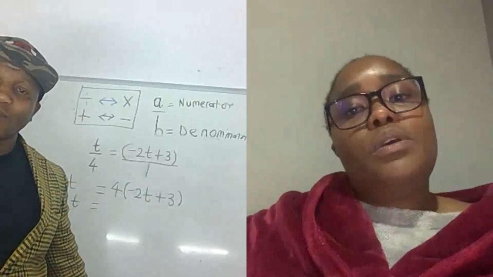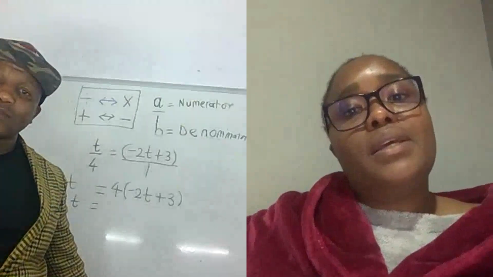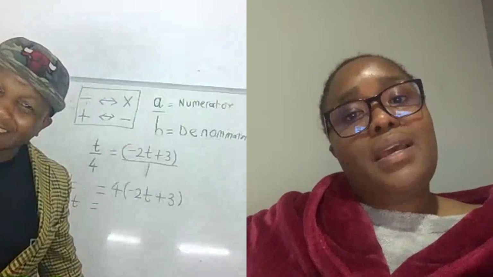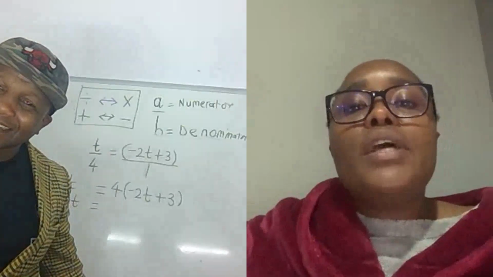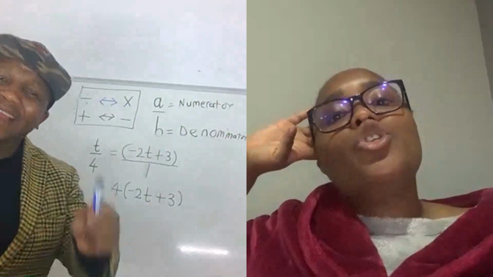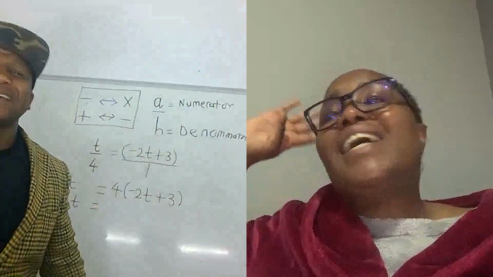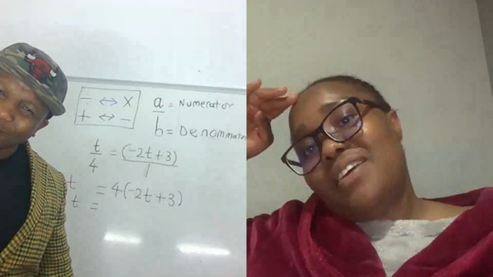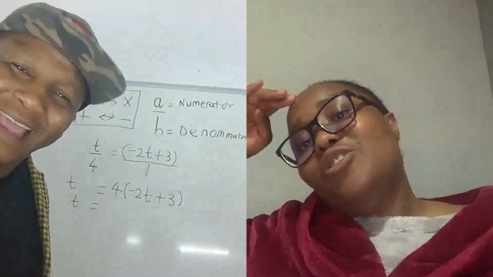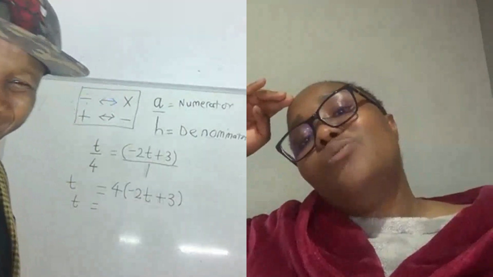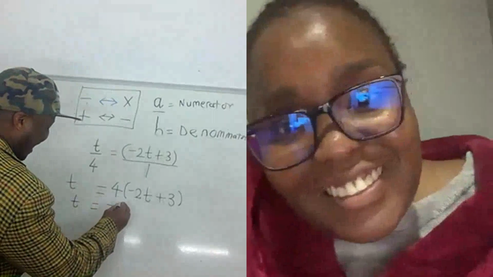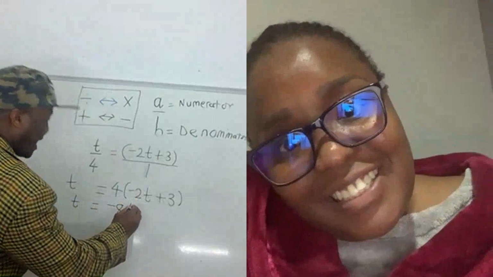It's going to be 8, but don't forget your sign. Not just 8. Sorry, it's going to be negative 8. Yes. Please don't forget the sign. It's going to be negative 8. No problem. Negative 8t, and then now let's go.